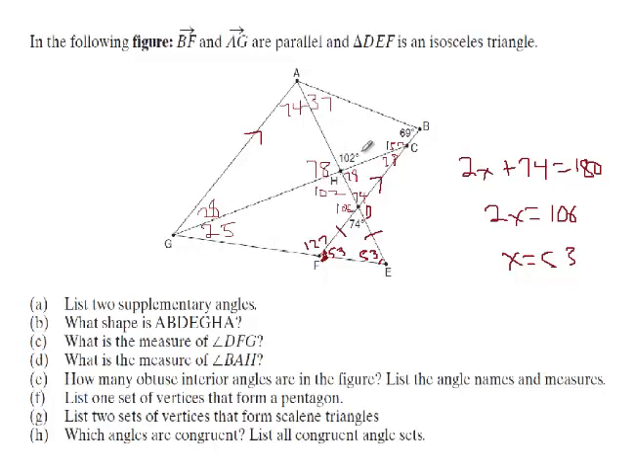This is GHD. And this one is HCB. Just put the point that they're at as the middle one, and the other two are the segments that form the angle. List one set of vertices that form a pentagon. Are there any 5-sided figures here? Well, sure. There are so many crisscrossing ones we can figure out one that has 5 sides.